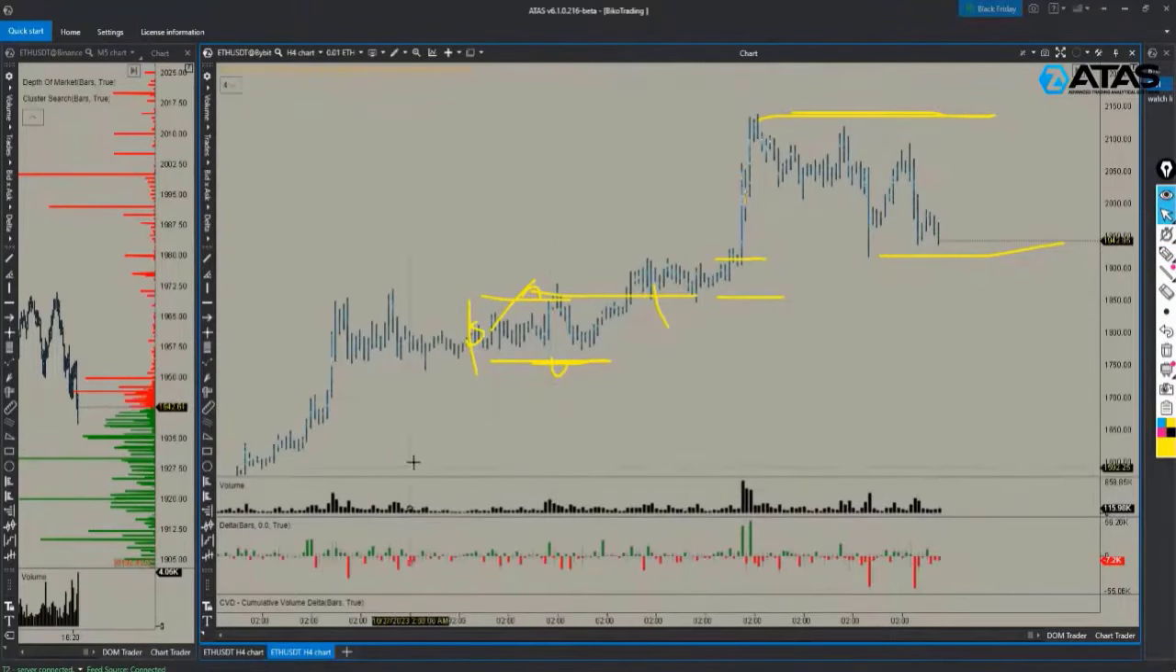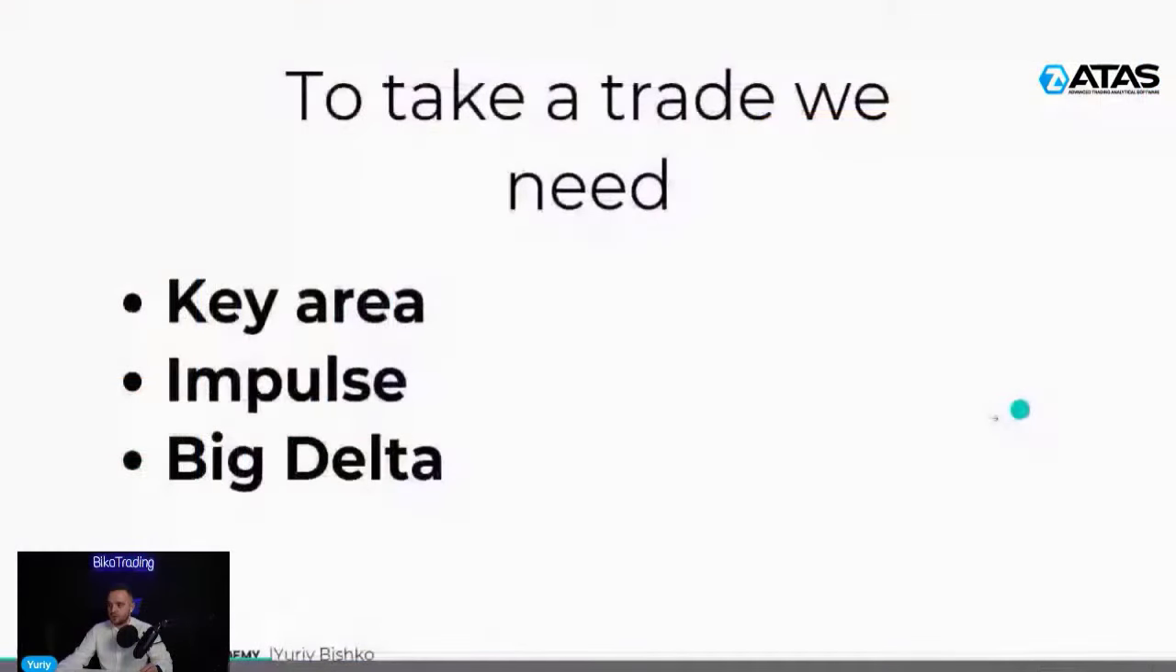That's it. Let's finish, once more, with impulse. What does impulse mean?